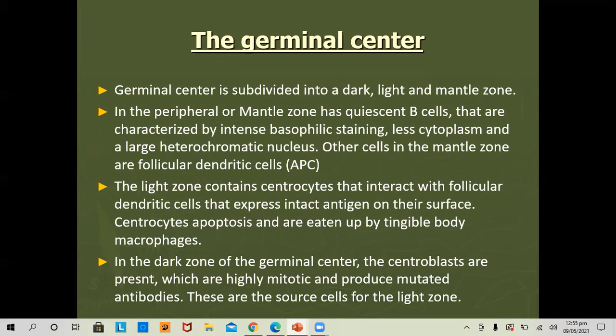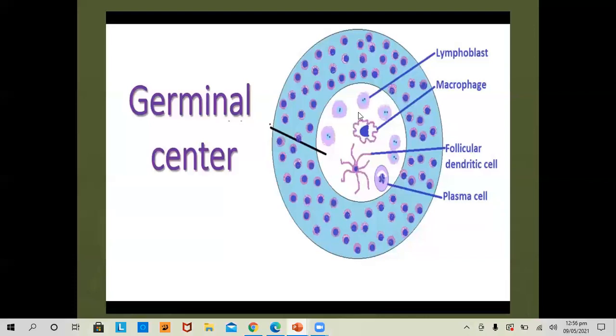The dark zone of the germinal center comprises centroblasts, which are highly mitotic and produce the mutated antibodies. These centroblasts also produce the centrocytes, which comprise the light zone. This is a germinal center. This is a secondary follicle, and in the secondary follicle the center is a germinal center. The germinal center comprises lymphoblasts, macrophages, antigen presenting cells, as well as plasma cells.